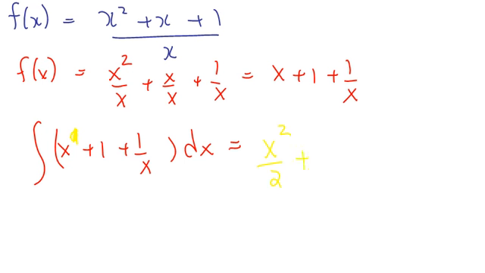Plus, this has an x to the 0 here, so I'm going to add 1 to that exponent, which is a 1, and divide by 1. And this one is a little bit tricky. 1 over x, what is that? You have to think a little bit outside the box here. What was the original function that would produce a derivative that looked like 1 over x? Hopefully you'll remember that the natural log of x produces a derivative of 1 over x. Then I still have to add the constant.